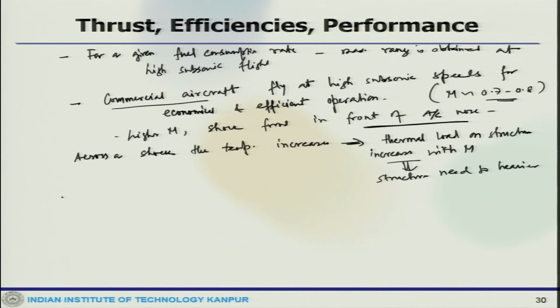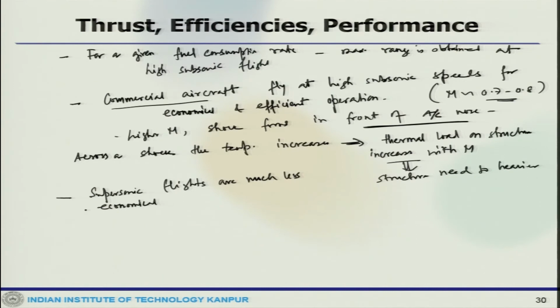Now, obviously, having said that, it is quite obvious that supersonic flights are much less economical. For example, Concorde can take 100 passengers and uses more fuel than a Boeing 777, which can carry roughly around 500 passengers. So, they are not economical either.